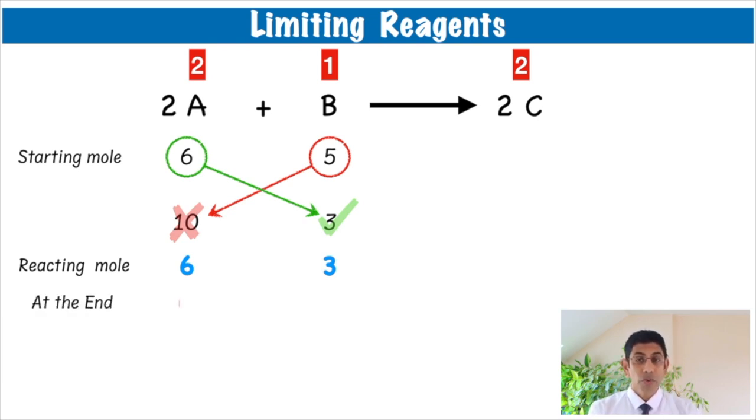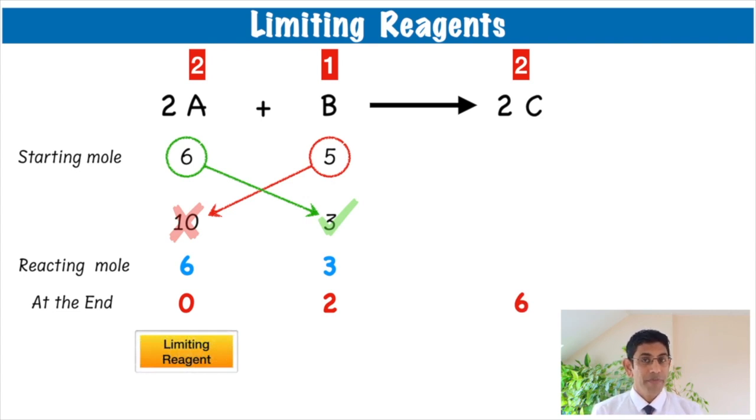So here, who finishes first? A finishes first. So we are finishing all these 6 moles of A, but we're only using 3 moles of B. So therefore, B is our excess reagent. So in this reaction, A is the limiting reagent, B is the excess reagent.